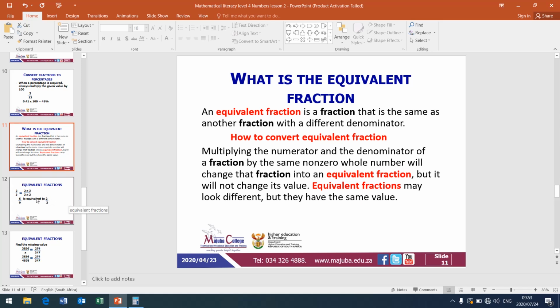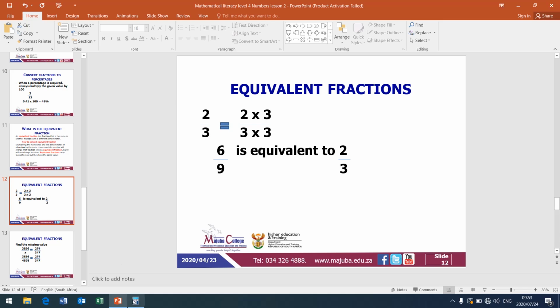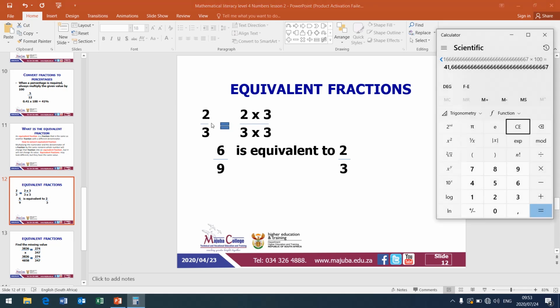Let us look at the equivalent fraction. We have 2 over 3. We want to get an equivalent fraction of 2 over 3. First of all, we say 2 over 3 multiplied by 3, which means we're saying 2 multiplied by 3, it gives us 6. Then 3 multiplied by 3 gives us 9. Then 6 over 9 is equivalent to 2 over 3, which means they are the same.